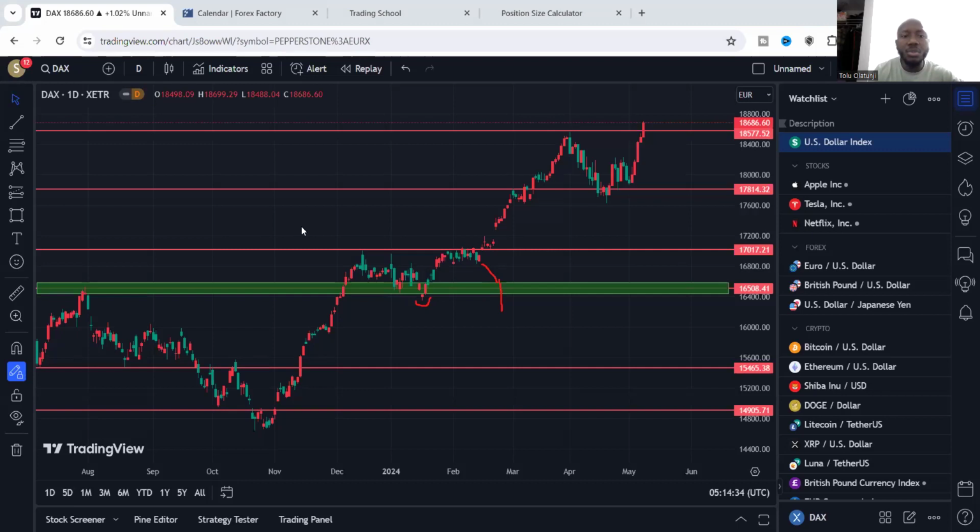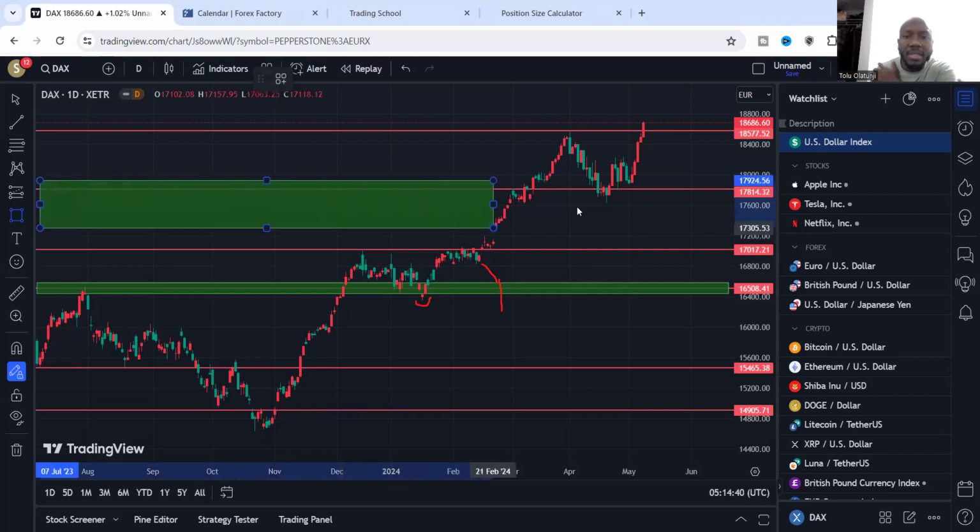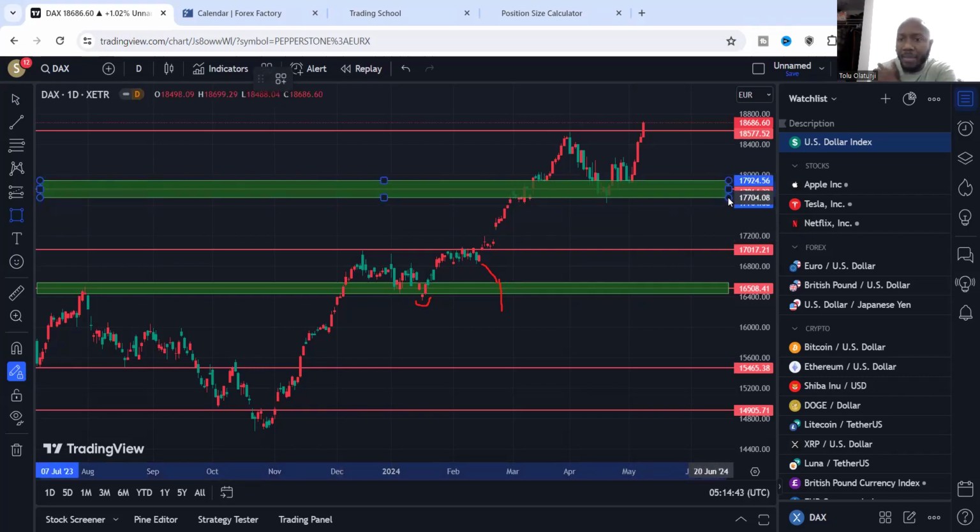Now look at this one too. Looking at this area as well, I have another area here that looks yummy. And this is another area over here. And then I'm using this rectangle just to show you it's an area and not just a price zone.